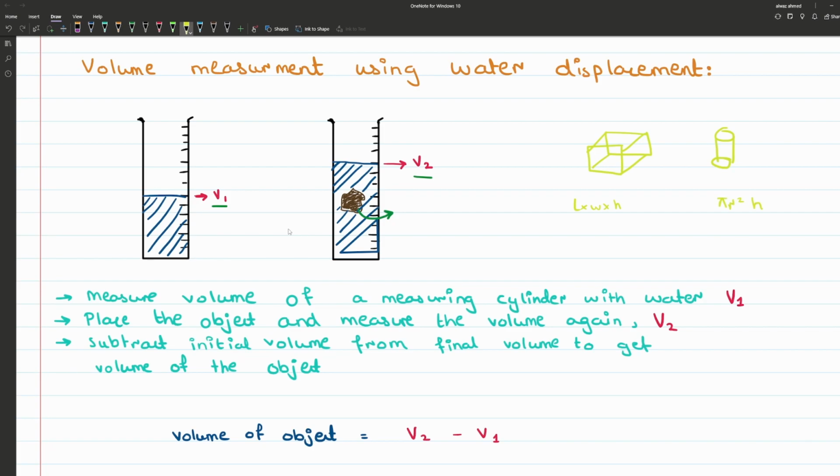But when we get irregular objects such as pieces of rock which don't have a defined shape, we need to use the water displacement method. So let's talk about the water displacement method. The first step for the water displacement method is to measure the volume of a measuring cylinder with water. This is our first reading, V1. Then we place the object into the measuring cylinder and measure the volume again. This is V2. Now we subtract the initial volume from the final volume to get the volume of the object. So we'll subtract V1 from V2 to get the volume of the rock.